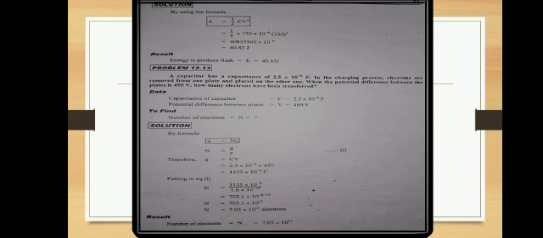Your homework is, girls, now do practice of complete numericals, numerical number 1 to 13.